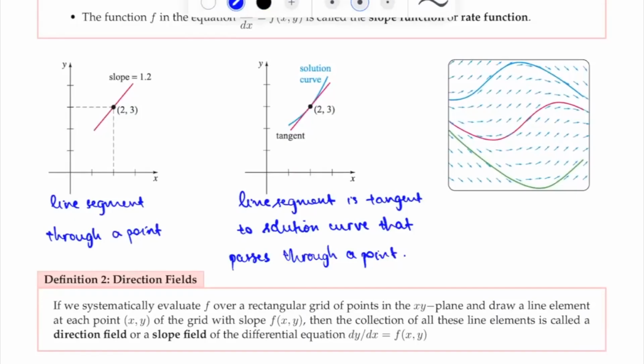So if we systematically evaluate f over a rectangular grid of points in the xy plane and draw a line element at each point xy of the grid with the slope f of x comma y, because the equation we look at is dy dx equal to f of x comma y. So dy dx is the slope, therefore f of x comma y is also the slope. Then the collection of these line elements is called a direction field, or a slope field, of differential equations of the form dy dx equal to f of x comma y.